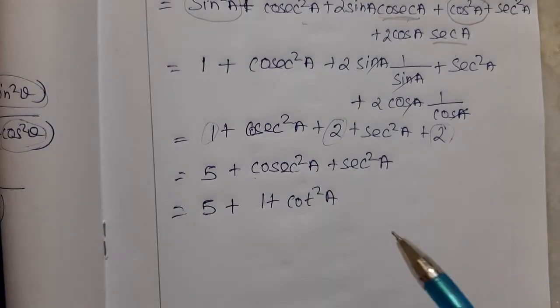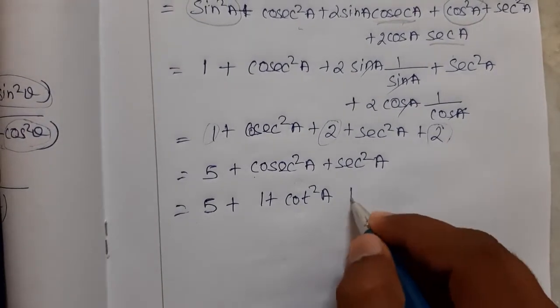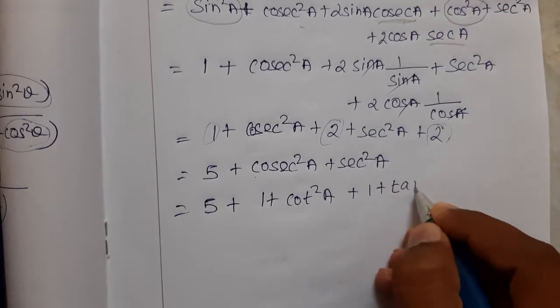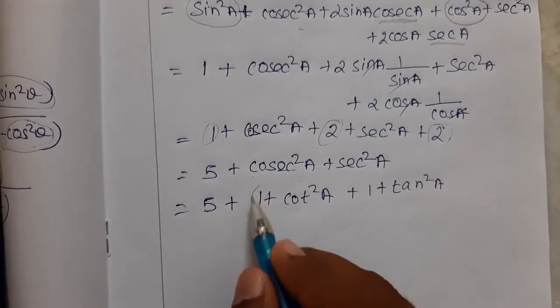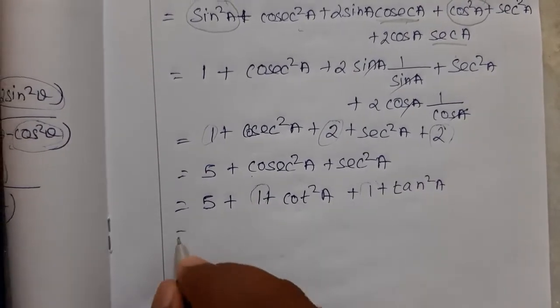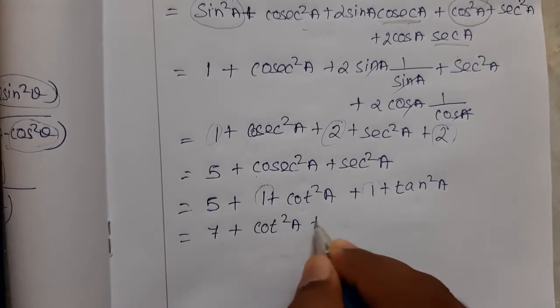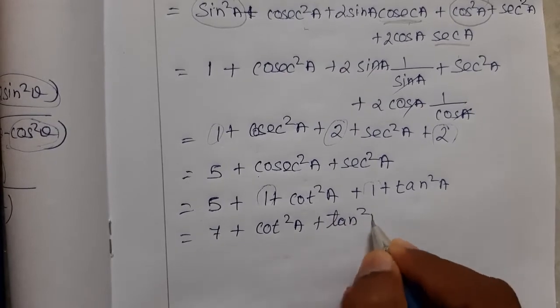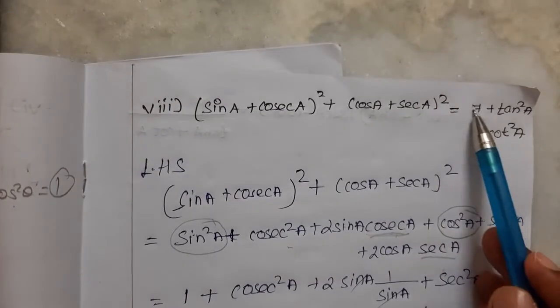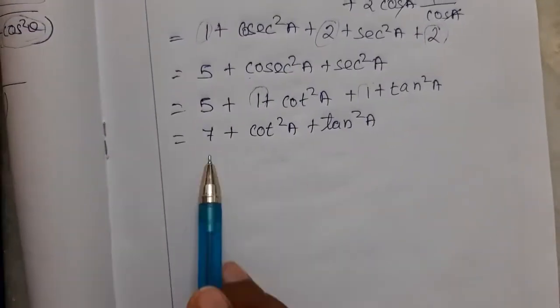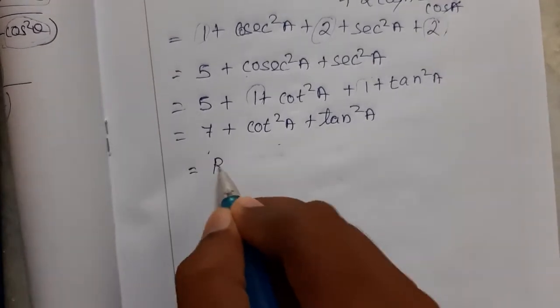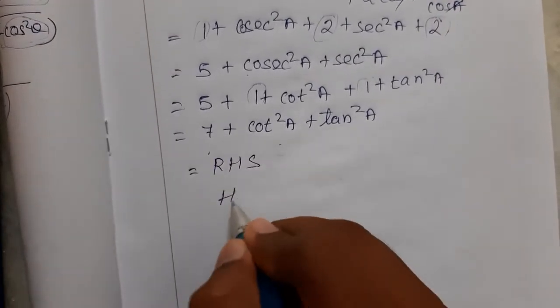And secant square a is 1 plus tan square a, right? So plus 1 plus tan square a. So obviously we got 7 also. So 5 plus 1 plus 1 we get 7 plus cot square a plus tan square a, right? So 7 plus tan square a plus cot square a. So the order has changed but that is the same as the RHS. So we have proved.